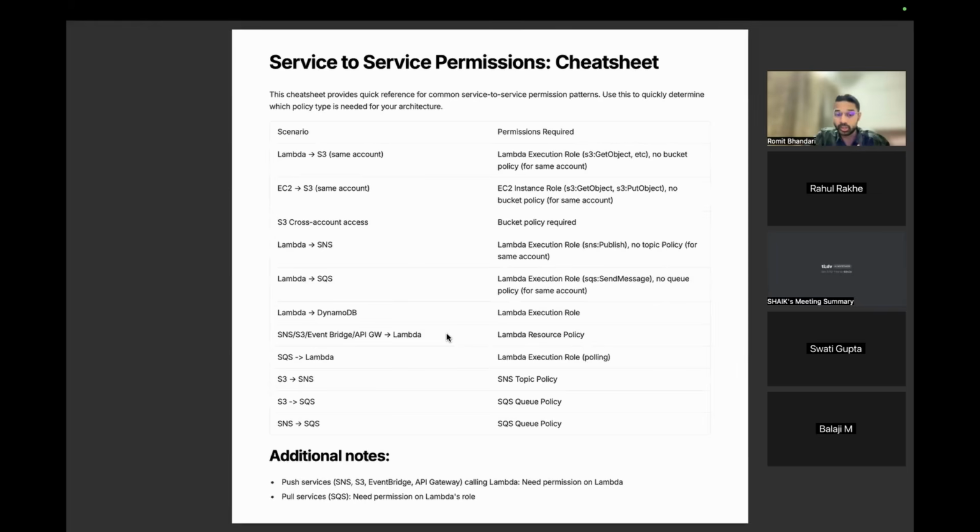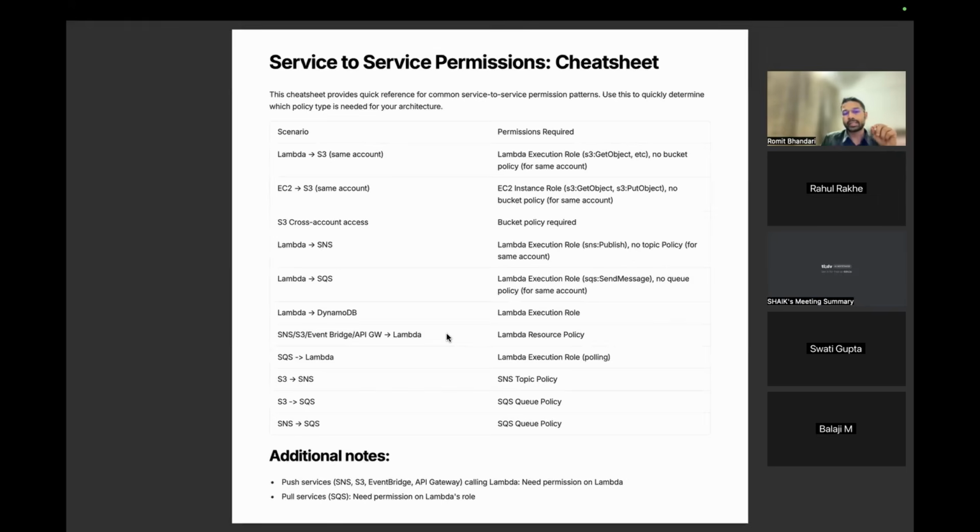And let's say if we go the other way around, if any of the other services like SNS, S3, EventBridge or API Gateway is trying to access Lambda, then you need a Lambda resource policy at the Lambda's end. So this is the inbound access of compute. That's why Lambda resource policy. Others were all outbound access from compute. So you saw execution role or EC2 instance role, etc.